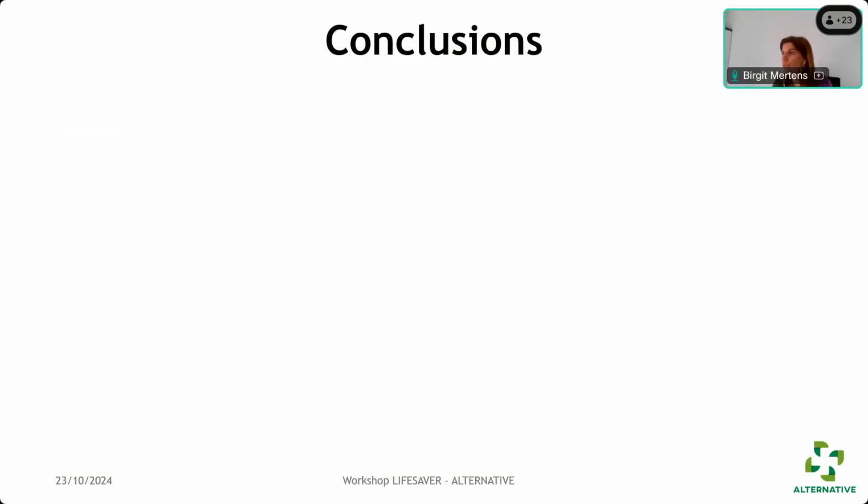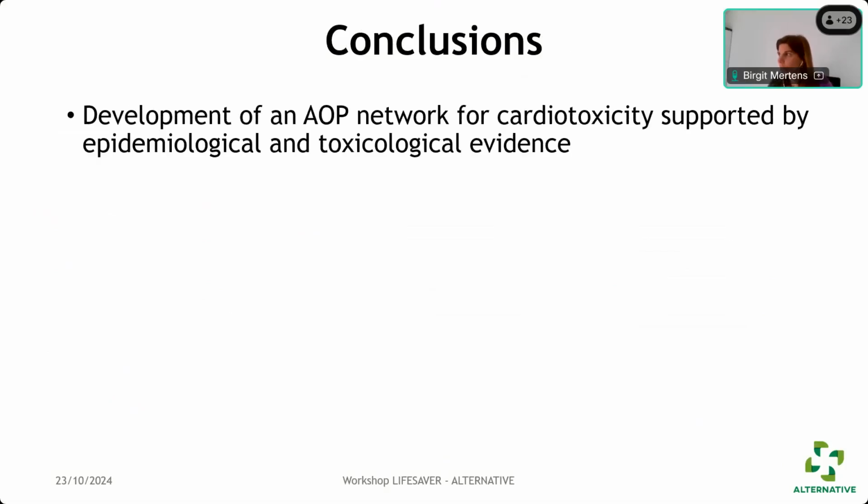So then to conclude, again, I would like to highlight that by developing an AOP network based on systematic review of toxicological and epidemiological evidence, this can give us a tool to better understand and better situate which type of information is generated by a more complex system, as we are dealing with in the alternative project, and as such can also help regulators to know how to deal with this type of knowledge.